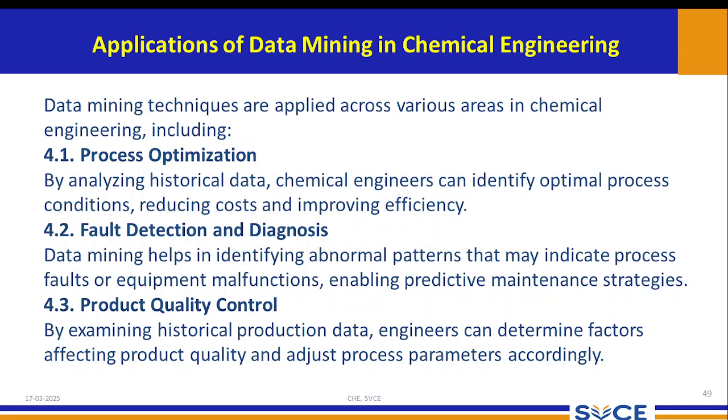So data mining will help in identifying the abnormal patterns. That is very, very important. It will identify the abnormal patterns, that means deviation of data, outliers, that may indicate the process fault or the equipment malfunction, enabling the predictive maintenance strategy. Coming to product quality control, by examining the historical production data, engineers can determine which factors are affecting the product quality and adjust the process parameters accordingly.